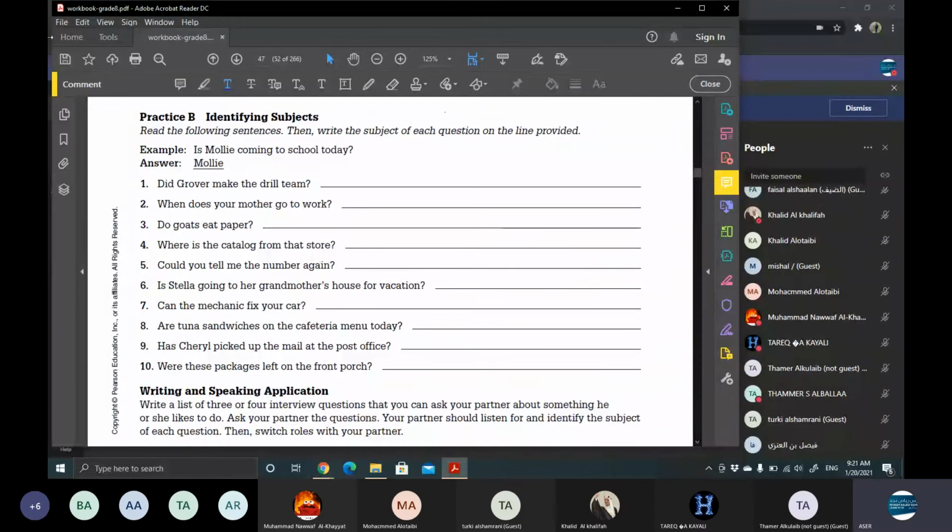In practice number B, we are asked to identify the subjects of each of these questions without altering the question into a statement, just identifying the subject. So we will read the following sentence, then we will write the subject of each question on the line provided. For example, is Molly coming to school today? So the subject is Molly.